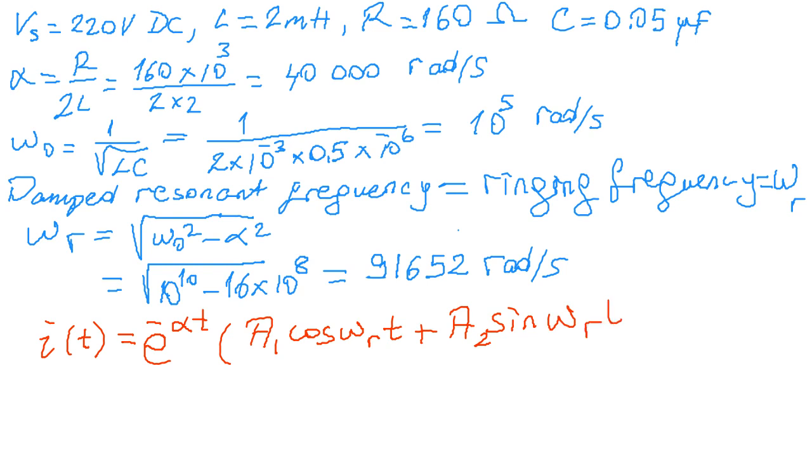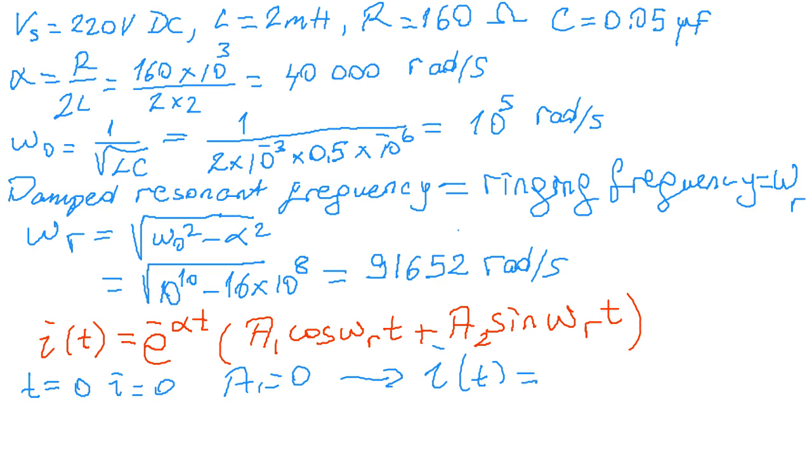So initial value, at time equals 0, current is equal to 0, A1 is equal to 0, and the equation here, i(t), becomes e to the minus alpha t times A2 sine omega R t. Paranteze lüzum yokmuş.